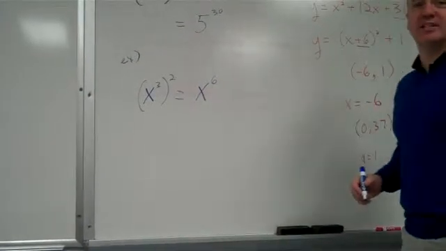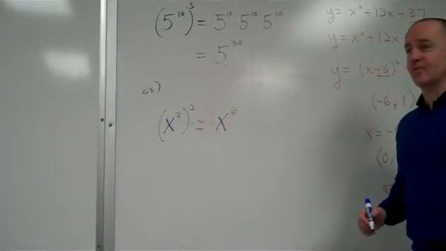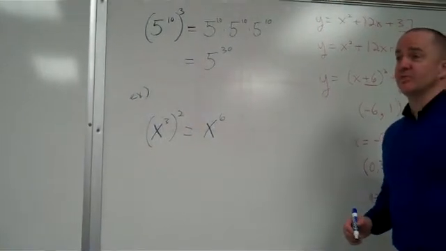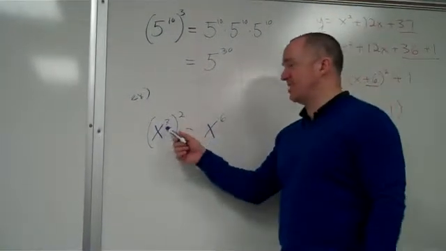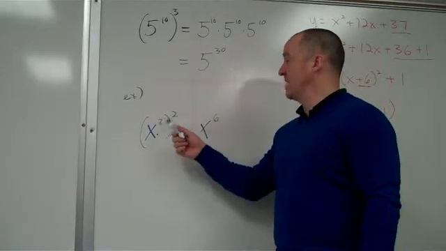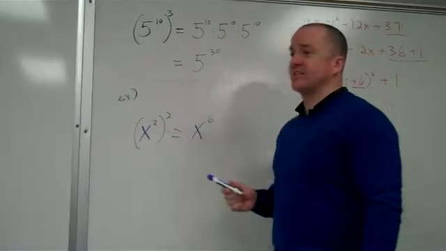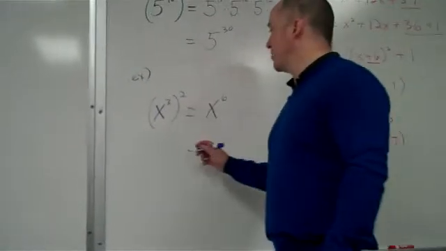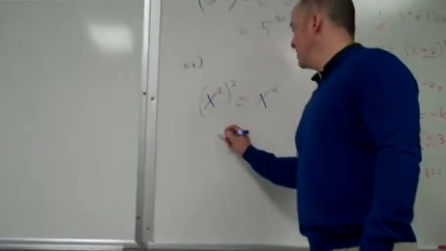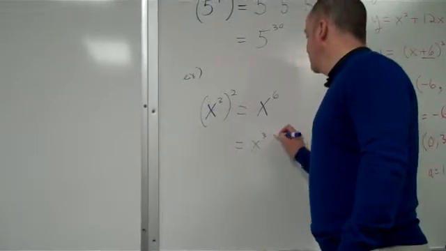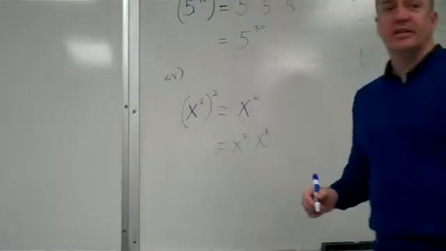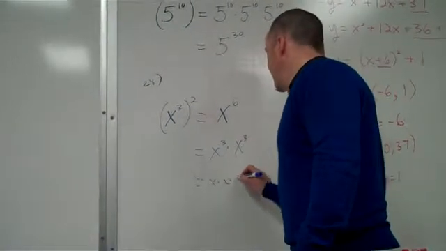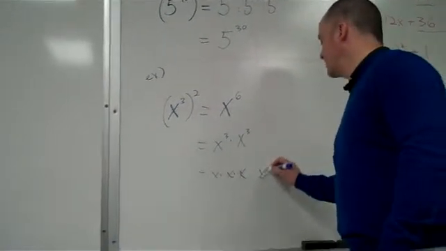You multiply the 3 times the 2. And you don't know what x is. But you do know that if you have x times x times x, and then you multiply that by itself, you're going to get x to the 6th. If you have to, go ahead and make this x cubed times x cubed. If it'll help, make it x times x times x, times x times x times x.